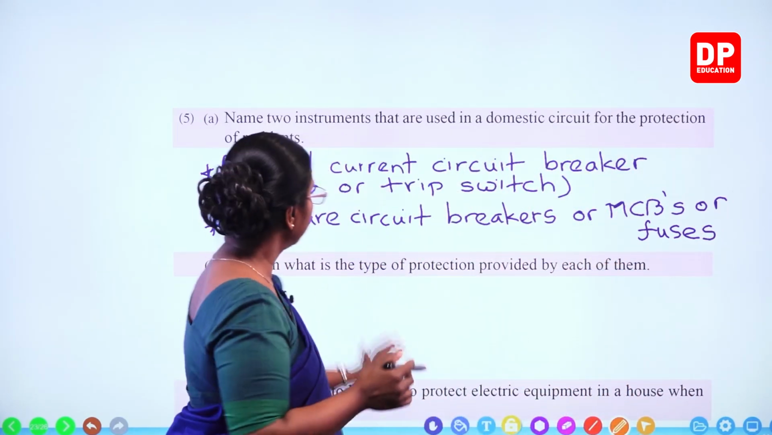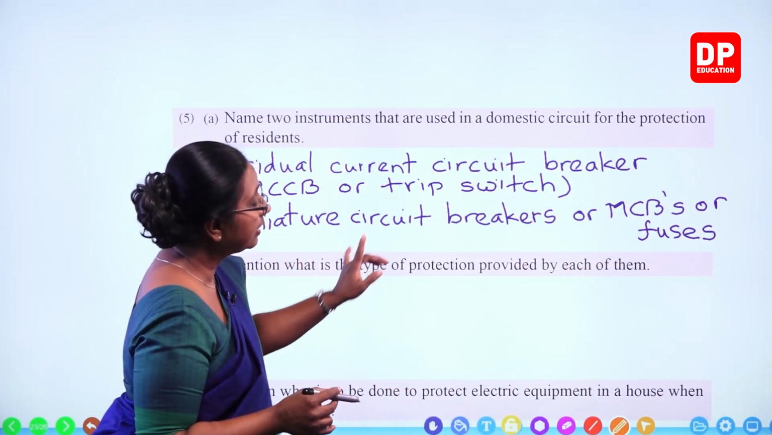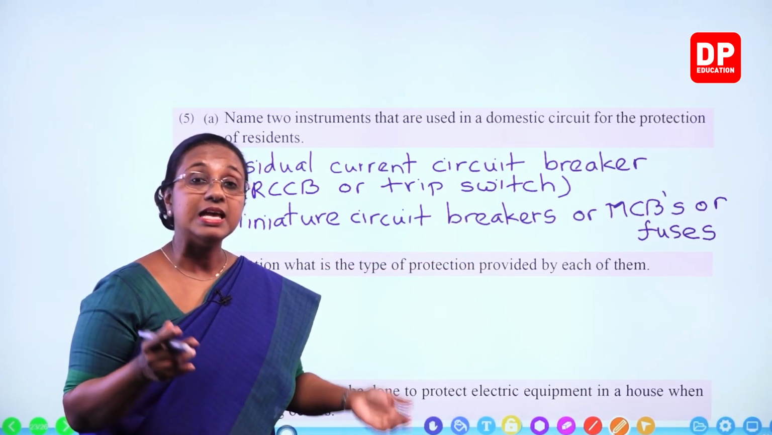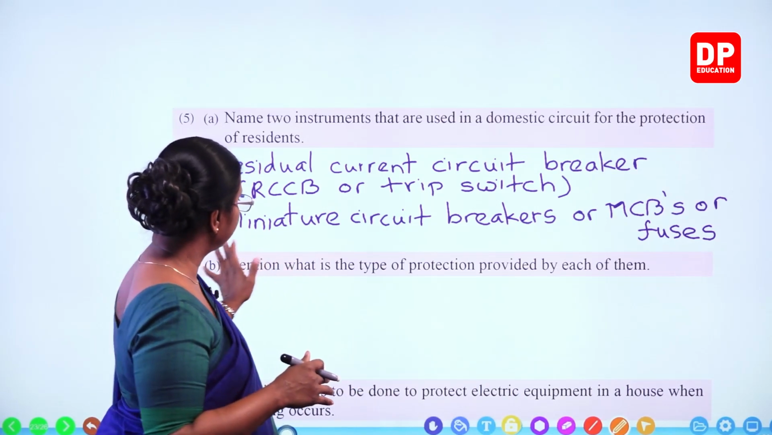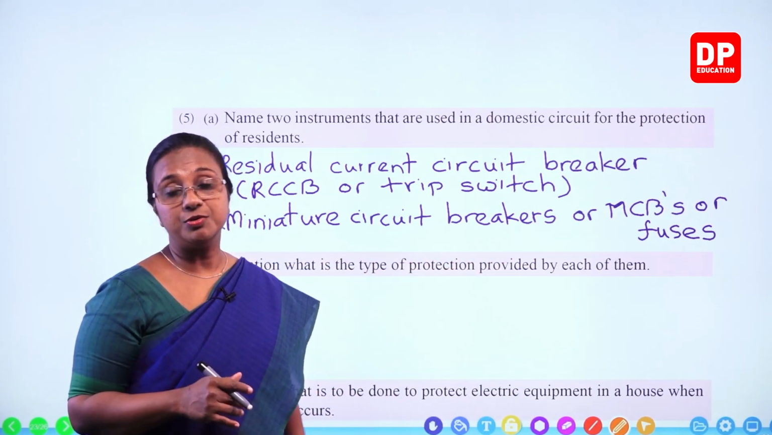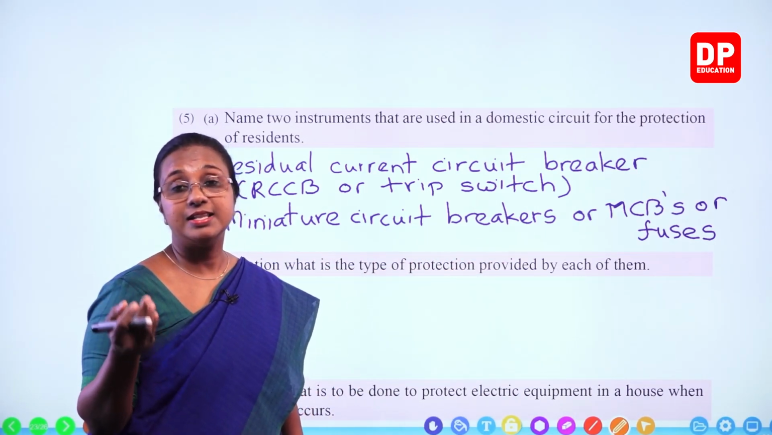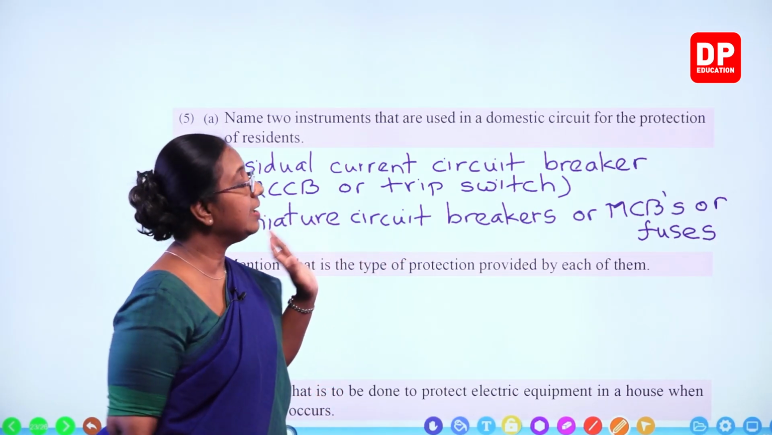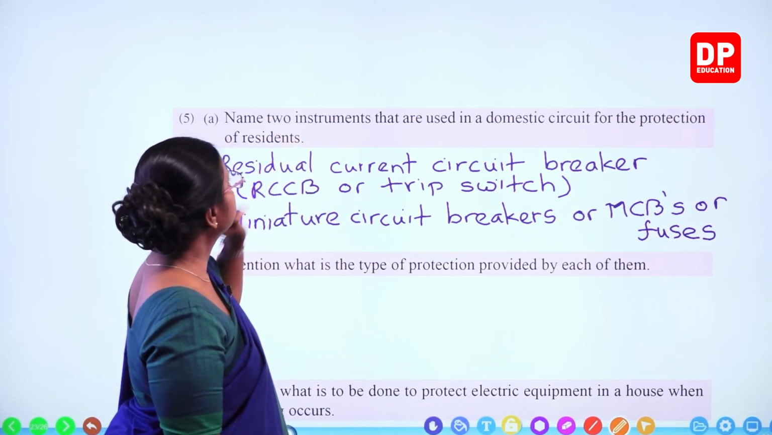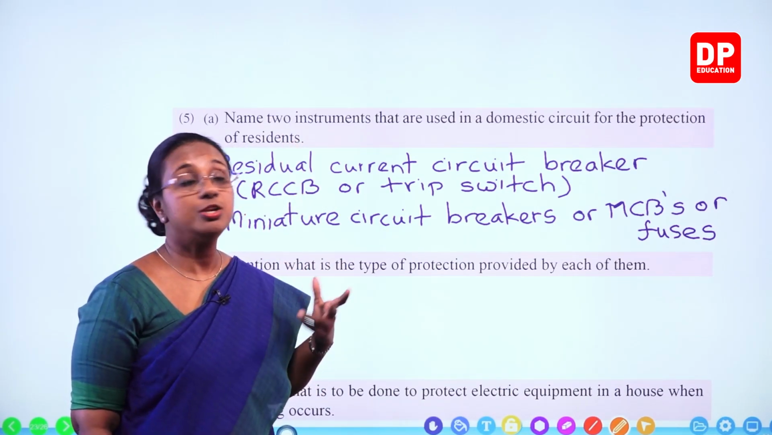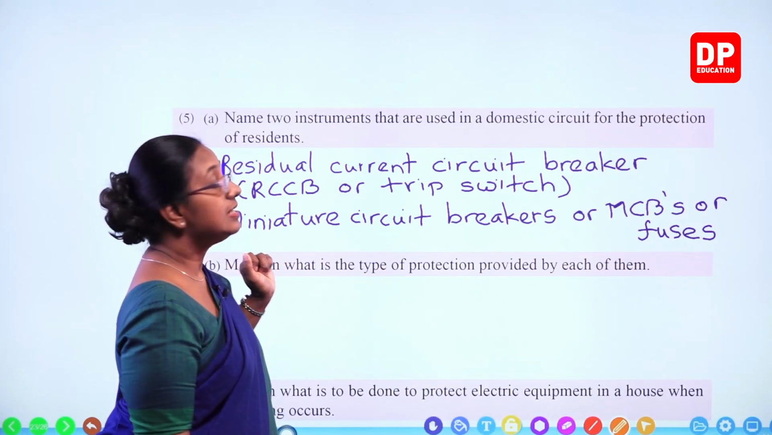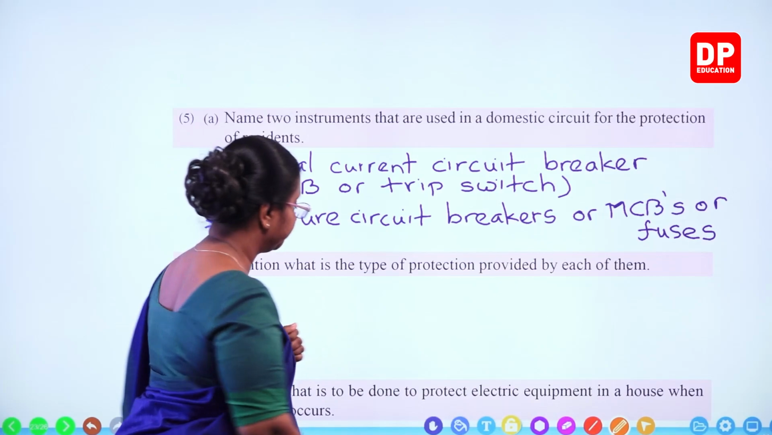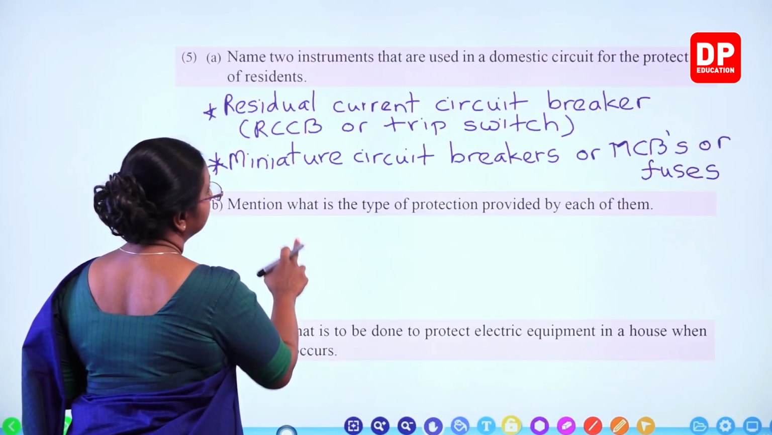Again, here of course it is better to use either miniature circuit breakers or MCBs, because in the modern household circuits we use the MCB, not the fuses. The old houses had the fuses. So, RCCB or trip switch and MCB are 2 instruments used in the domestic circuit to protect residents from accidents due to electricity.